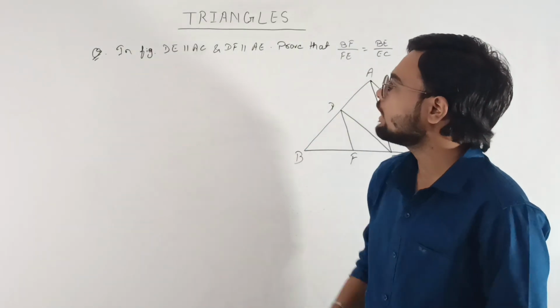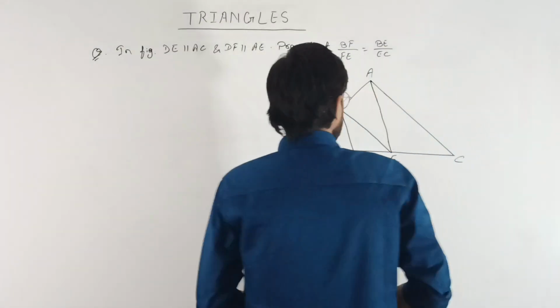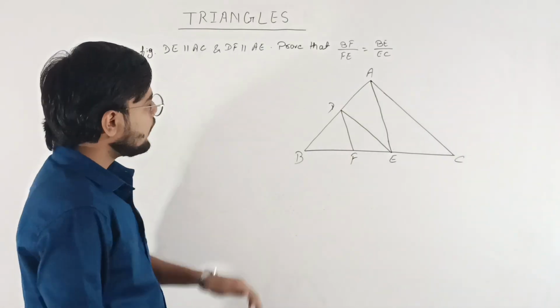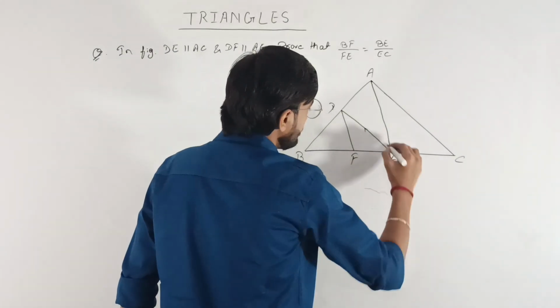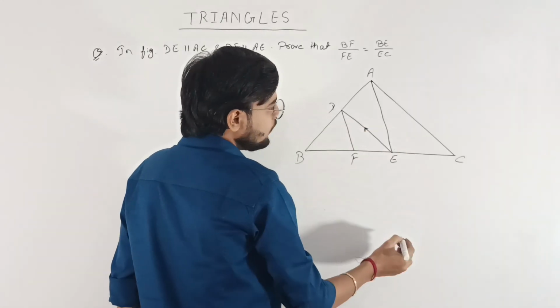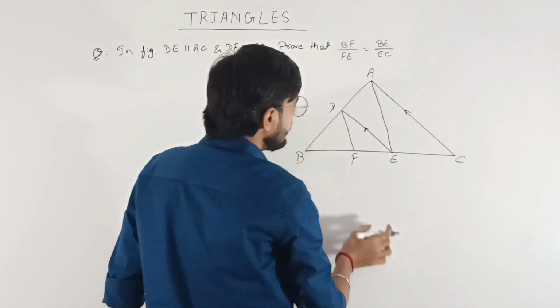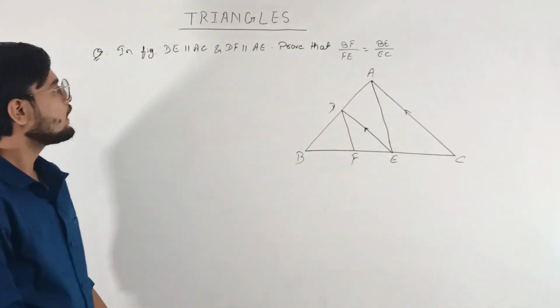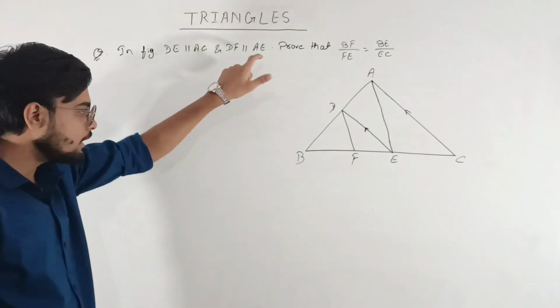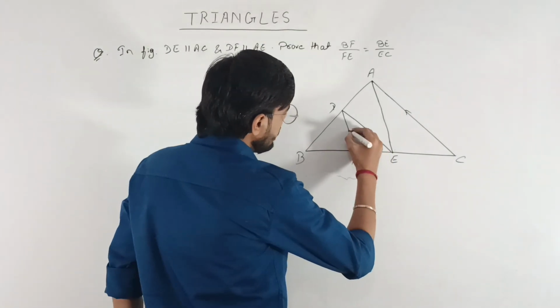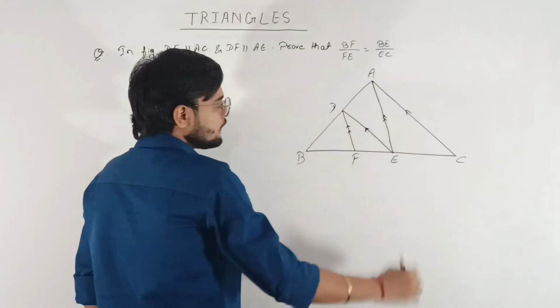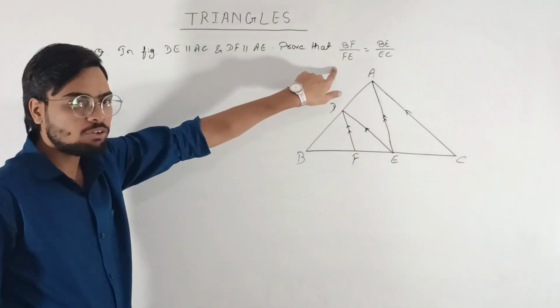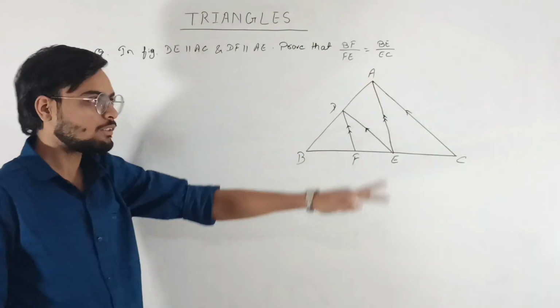Question is what? In given figure DE is parallel to AC. Look at this figure. DE is parallel to AC. Where is DE? This is DE, parallel to AC. Next thing is given DF is parallel to AE. This is DF, parallel to AE. Then we have to prove what? BF upon FE is equal to BE upon EC.